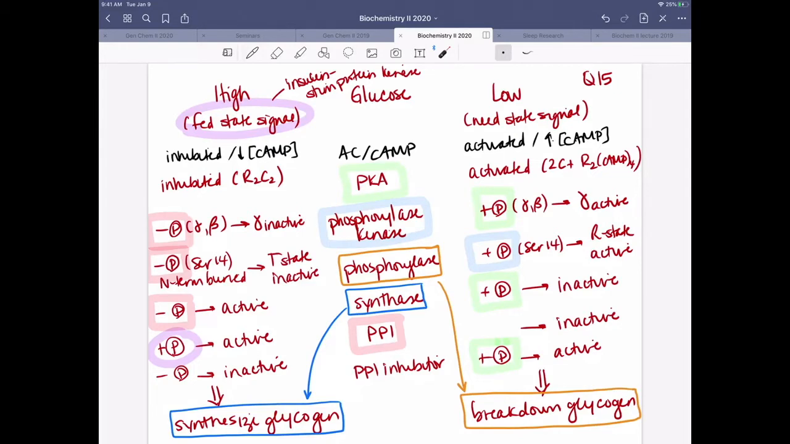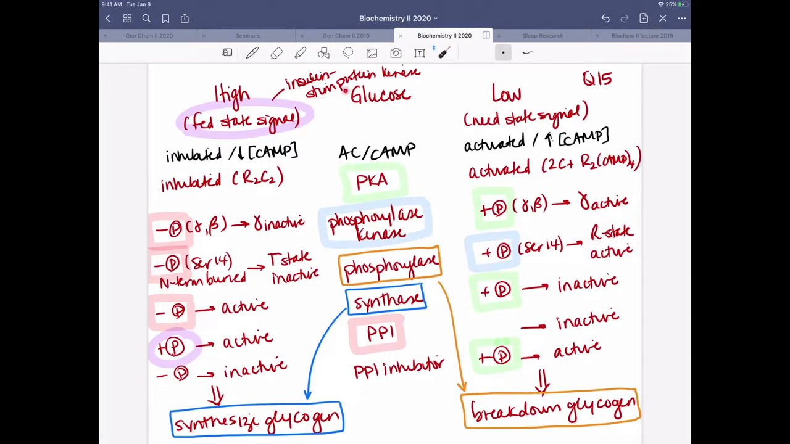What that means is phosphorylase kinase without a phosphate is inactive. The serine 14 on phosphorylase is not phosphorylated, meaning that phosphorylase is inactive. Again, not having a phosphate on synthase means that we're synthesizing glycogen. All consistent with what's happening here. But let's imagine we're just flipping over into this fed state signal.